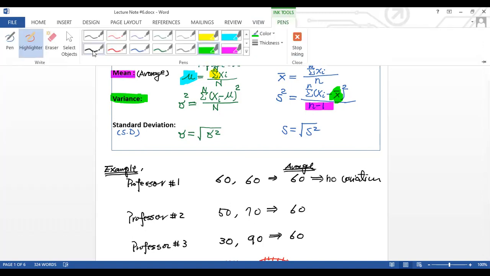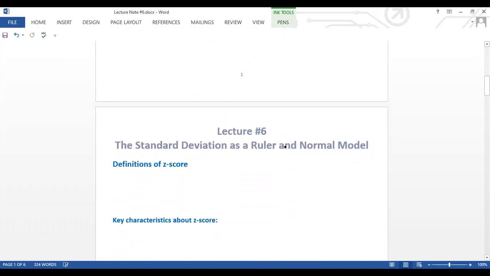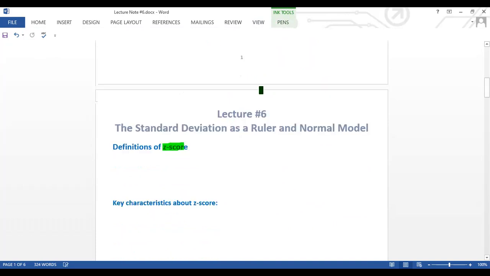Now the next thing, we're still in the definition stage. We want to define the Z-score. We start to give you new words like Z-score. So let's take a look: what is the Z-score? For the Z-score, let's still do the population and also the sample.